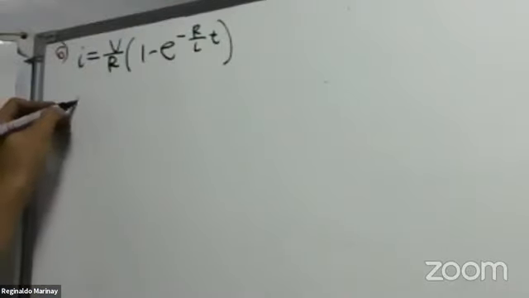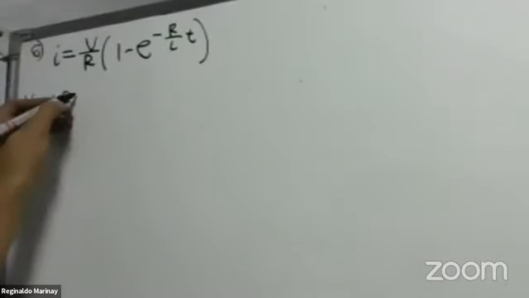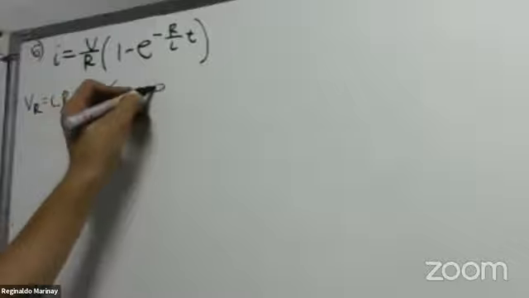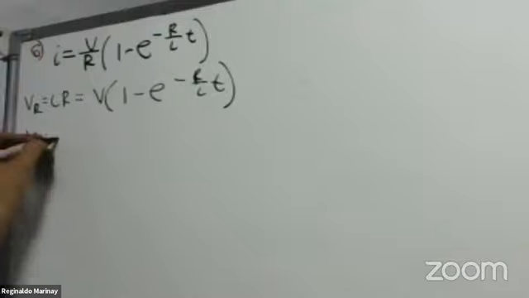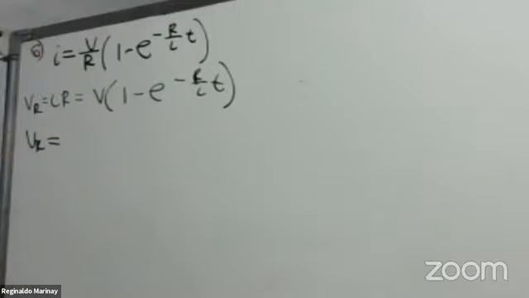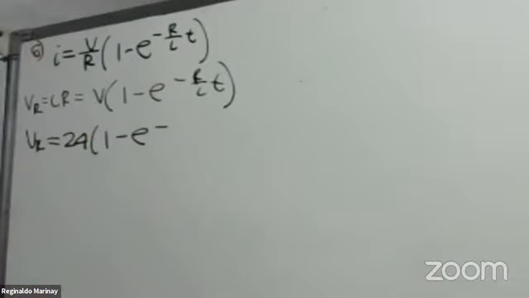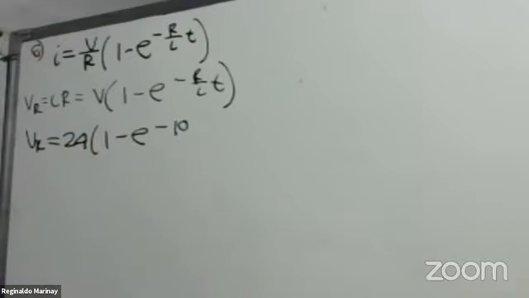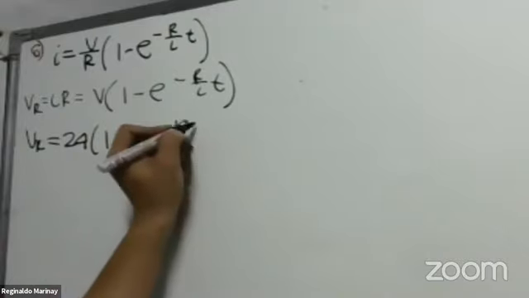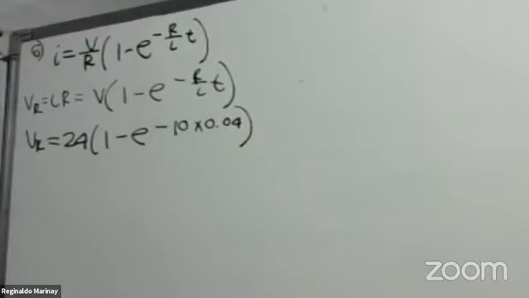Cross multiply. So we have iR, that is simply our VR, right? That is our V times 1 minus e raised to negative R over L times t. Now, our VR, substitute, how many volts? Total voltage, 24. 1 minus e raised to negative, what is our R? 10. Then, ang sabi, at time is 0.04 second. That will be our VR.